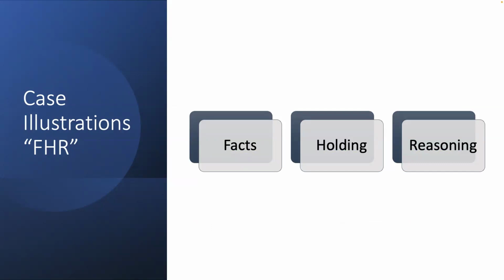Now that you know what your hooks are, now you think of your FHRs. What facts are going to go to that hook? What case shows the best holding for that hook? And what is the court's reasoning?